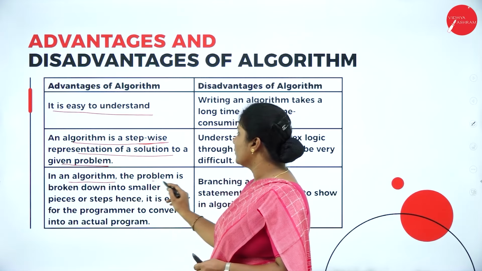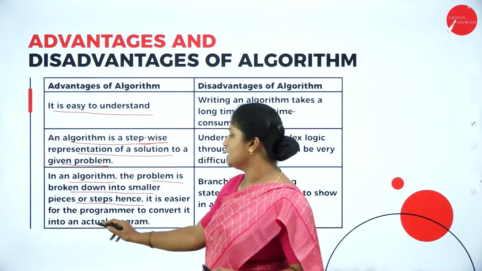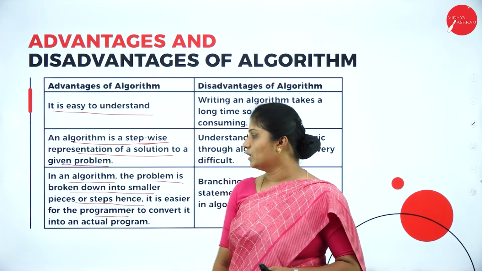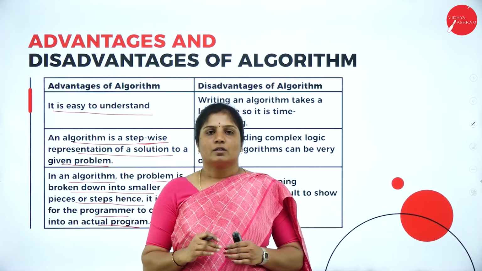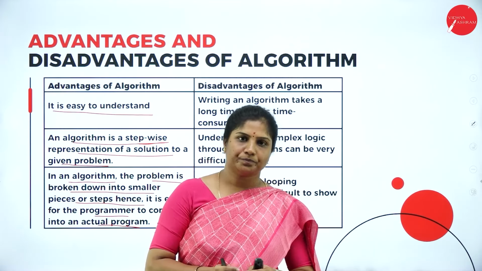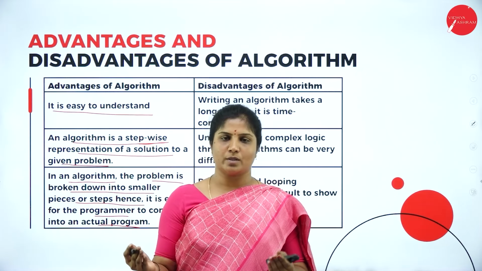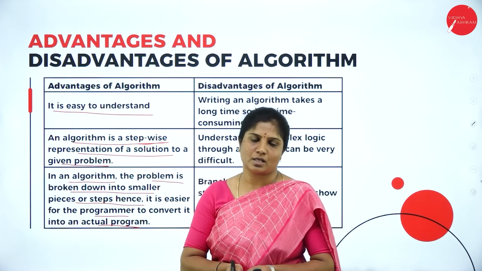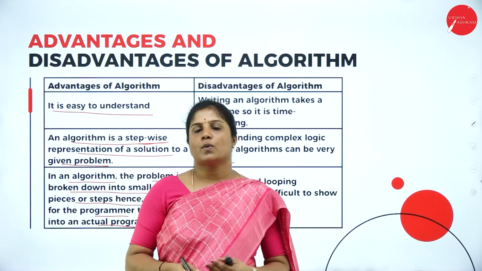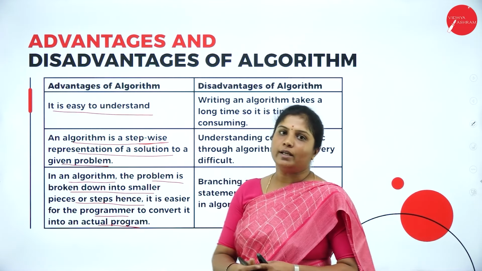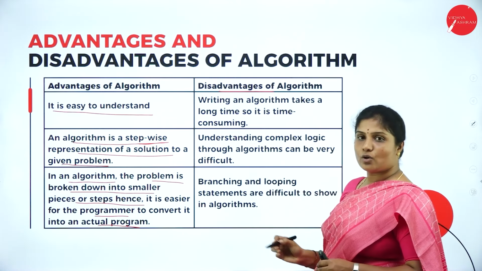In an algorithm, the problem is broken down into smaller pieces or steps. Hence, it is easier for the programmer to convert it into an actual program. So, dividing a large problem into sub-problems, finding solutions to those sub-problems, and combining those solutions to get a result is very easy. So, that is one advantage of the algorithm. Next, we will discuss the disadvantages.